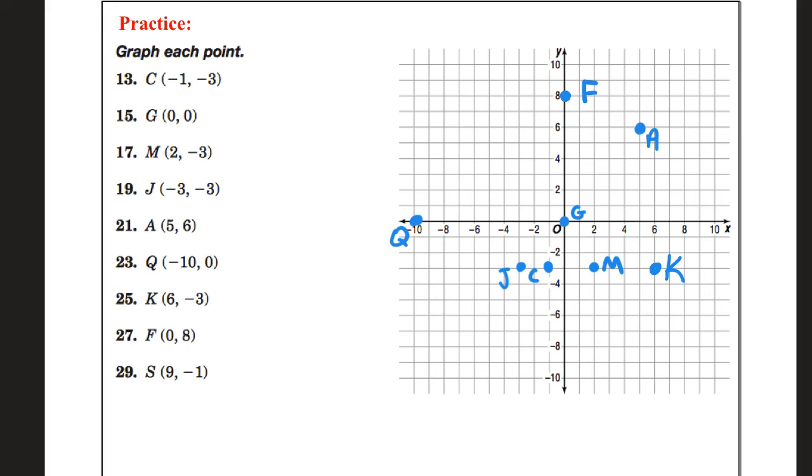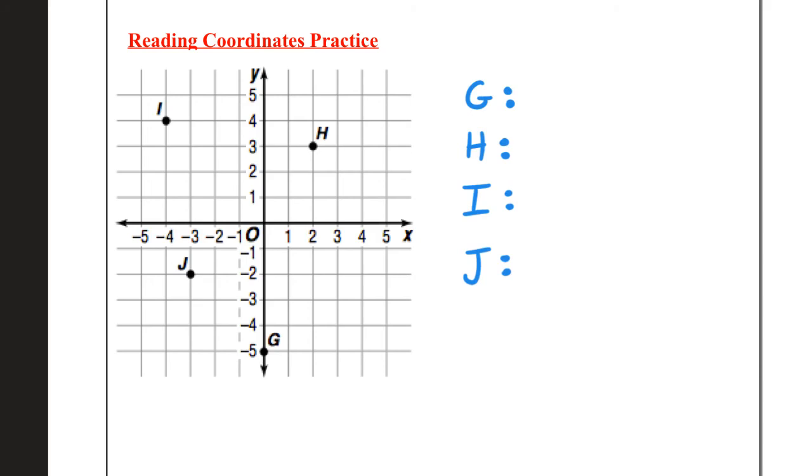And last but not least, point S is going to be at 9. So I'm going to go 9 to the right and 1 down. And that's point S. So this was plotting coordinates. And we're going to conclude this lesson with you guys trying this one. We're going to read the coordinates that have already been plotted for us. There are 4 points here, G, H, I, and J. So a question should be popping up asking you to identify each of these. We're going to go over them as well.